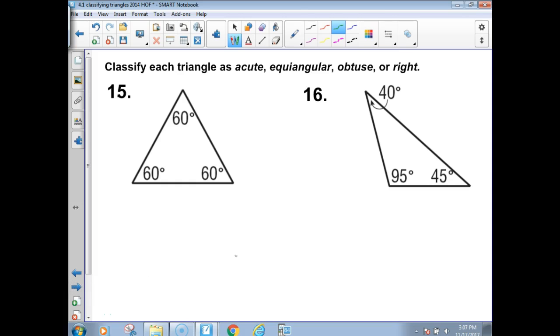All right, now it says to classify. This thing has all equal angles, so it's equiangular. And this one has a 95-degree angle, so it's obtuse. One angle larger than 90.